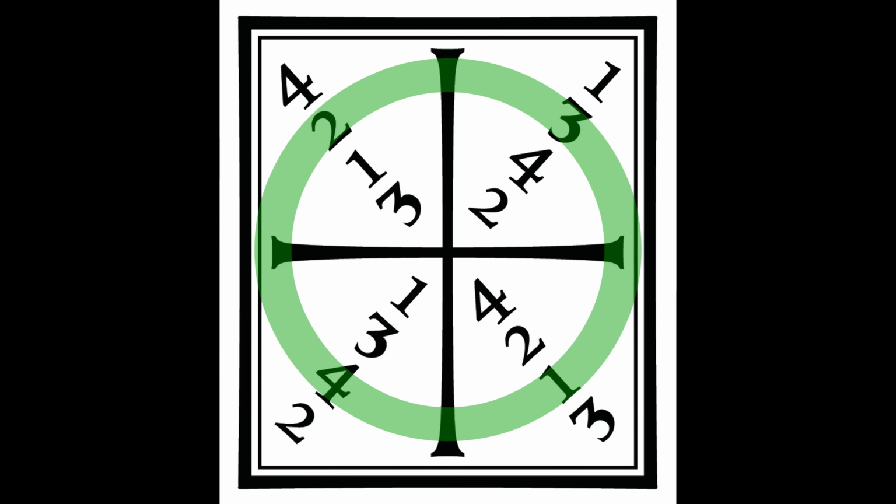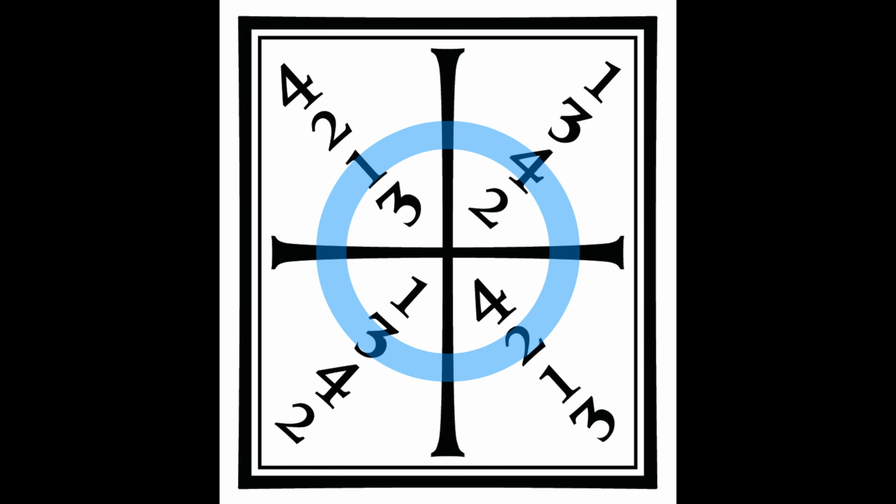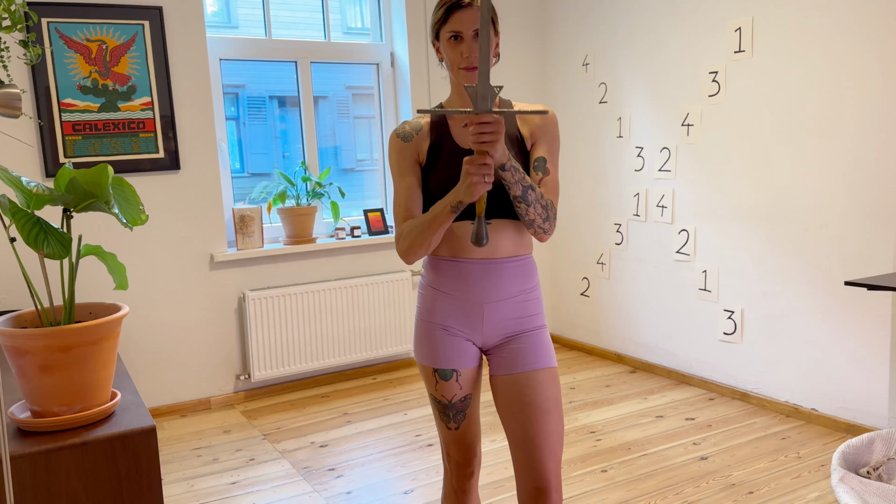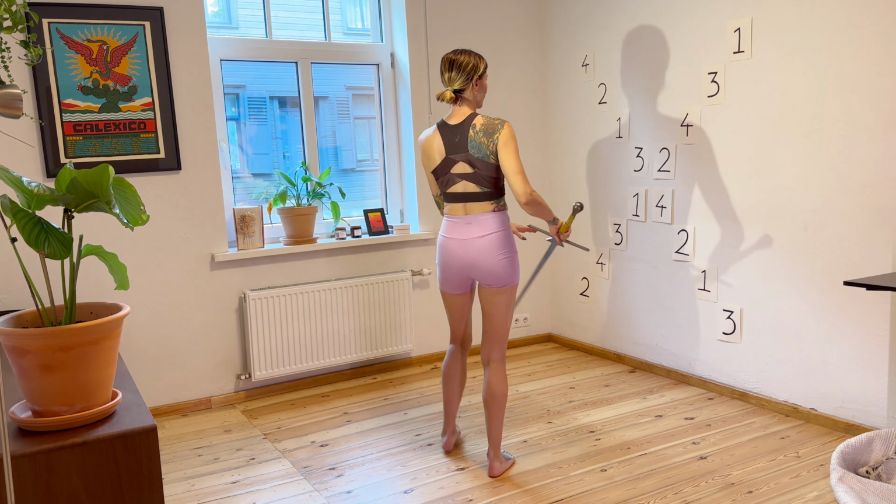And the diagram shows us how all 4 cuts, starting from 1, working to 2, 3, and 4, in circles moving inwards on the diagram. I'm going to put my sword down and show you what I mean by this.